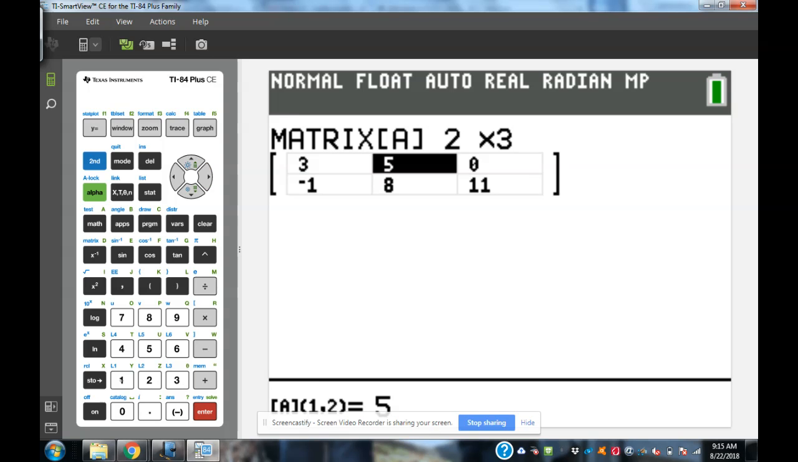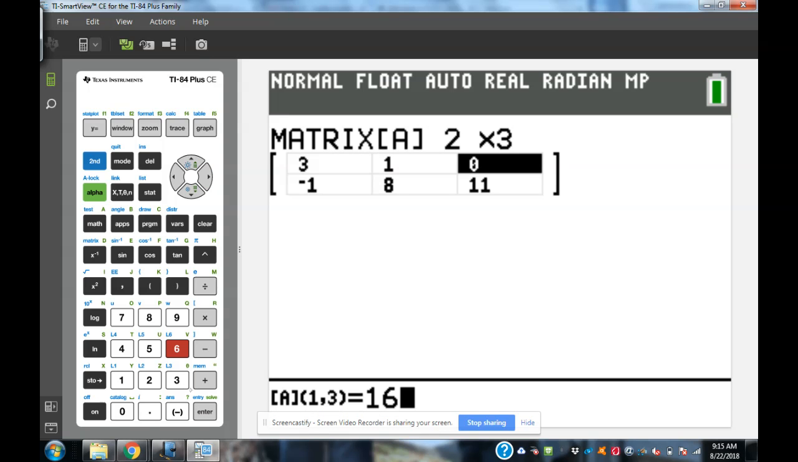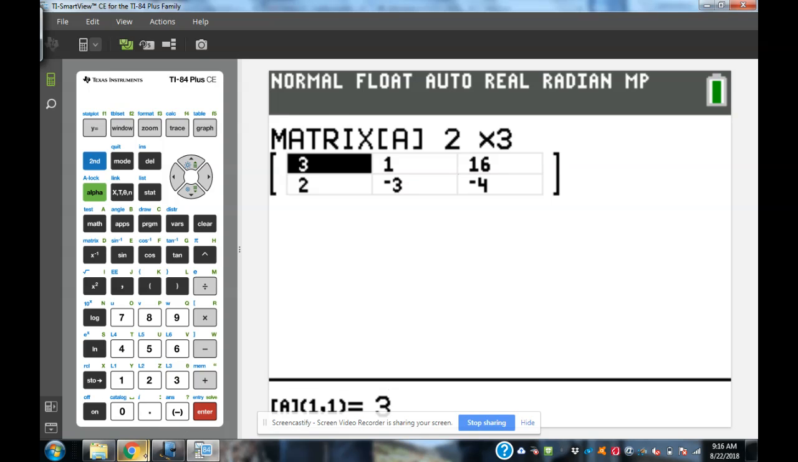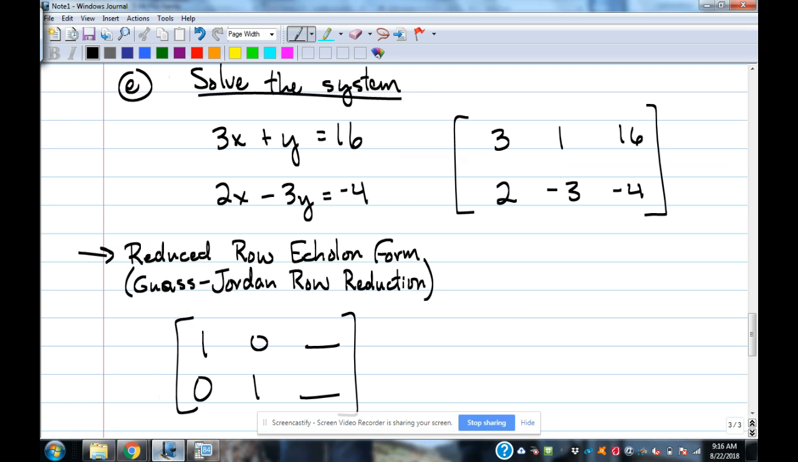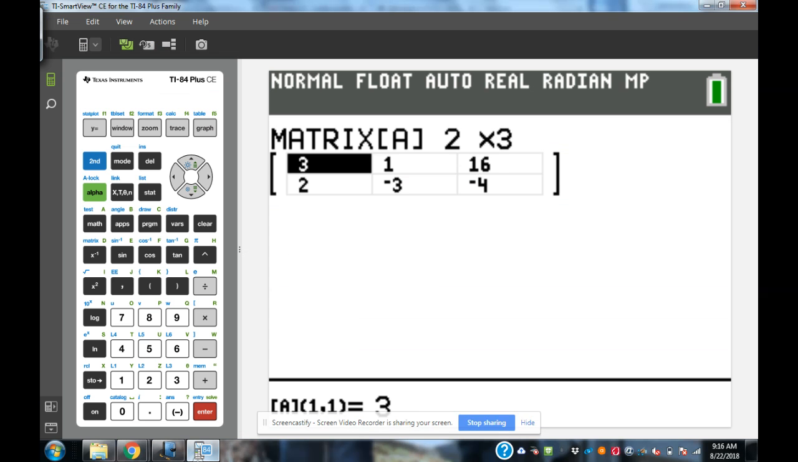Okay, 3, 1, 16, 2, -3, -4. Make sure I copied that right. 3, 1, 16, 2, -3, -4. Good. Okay, so 2 by 3 matrix.